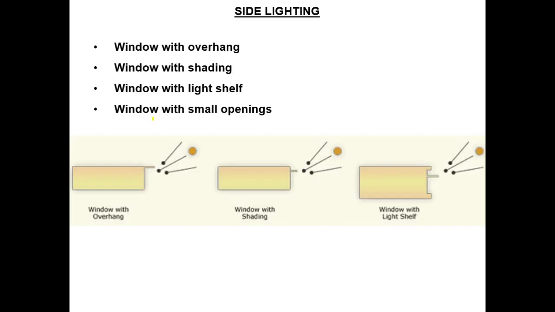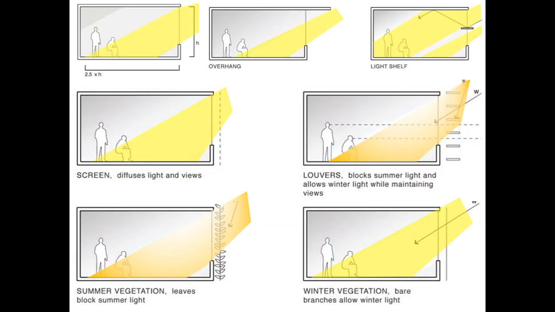So next one is side lighting. We have a window with overhang, a window with shading, a window with light shelf, and a window with small openings. We'll see them one by one.